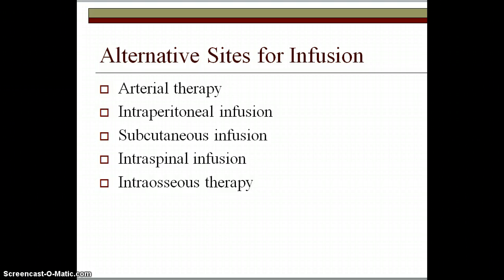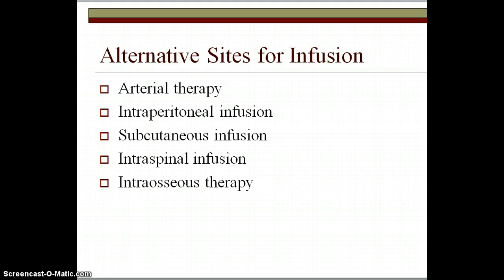Alternative sites for infusion then. Arterial is used for diagnostics. We get ABGs, or arterial blood gases, from the arterial site. They're usually done by a physician, a respiratory therapist, or lab people, depending on their level of training. They can be used sometimes in high-risk patients with severe respiratory issues. Intraperitoneal infusion is usually your peritoneal dialysis.